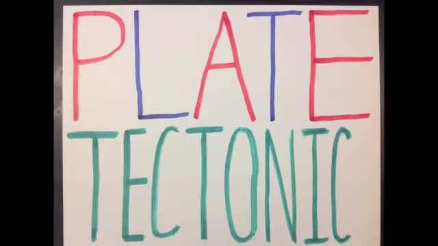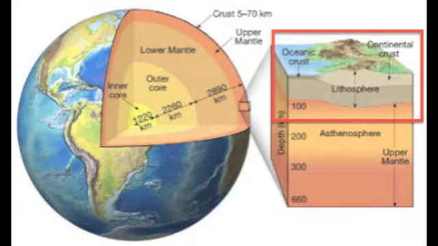Plate tectonics. This image shows how oceanic lithosphere and continental lithosphere float over the asthenosphere. This is how the plates actually move.